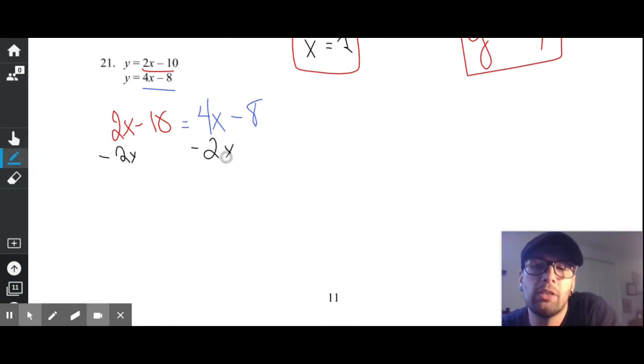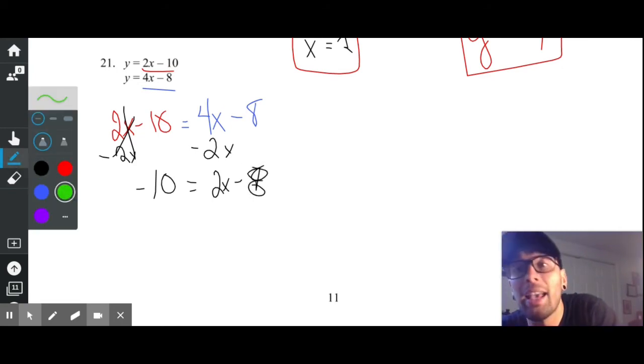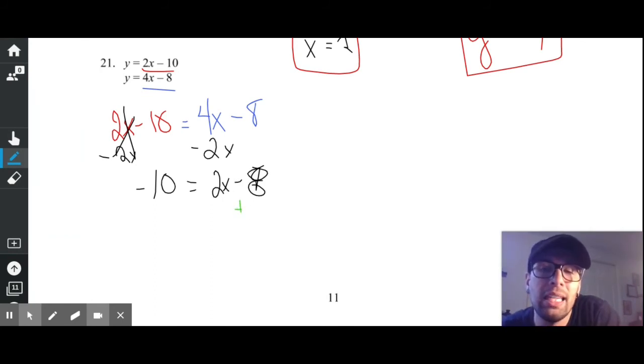Minus 2x, cross that out. I'm going to drop down negative 10 equals 4x minus 2x is 2x, and drop down the negative 8. Is x all by itself? No. What's in the way? 2's in the way, and negative 8's in the way. So I'm going to add 8 to both sides, cross out. Negative 10 plus 8 is negative 2 equals positive 2x.